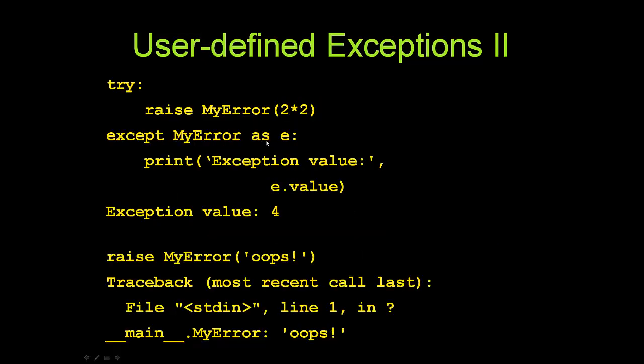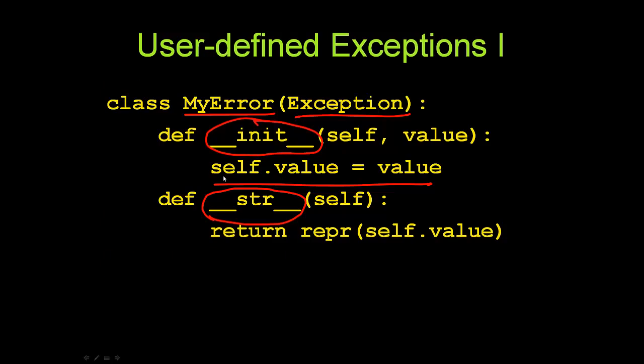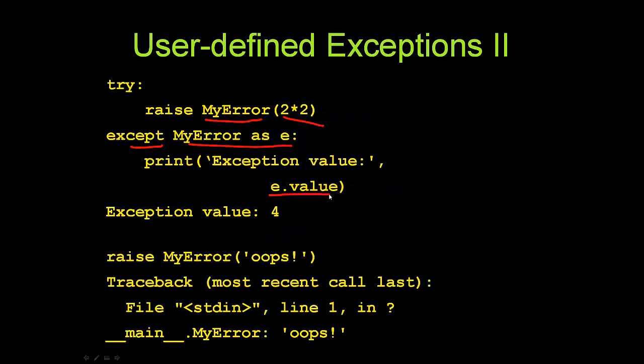If you do this, and then you raise MyError(2 times 2), and then except MyError as e, then because your error has defined a value to be value, you can extract e.value, and the exception value is 4, because this thing goes in as a 4. And if you try to raise MyError('oops'), then you will have MyError oops.